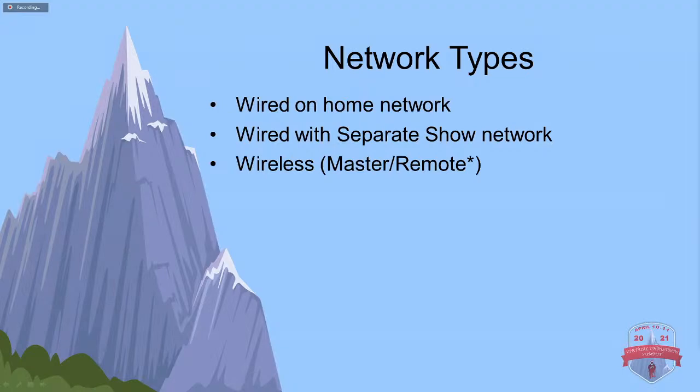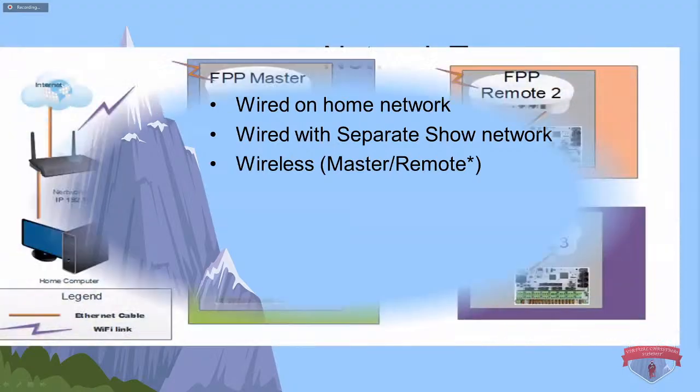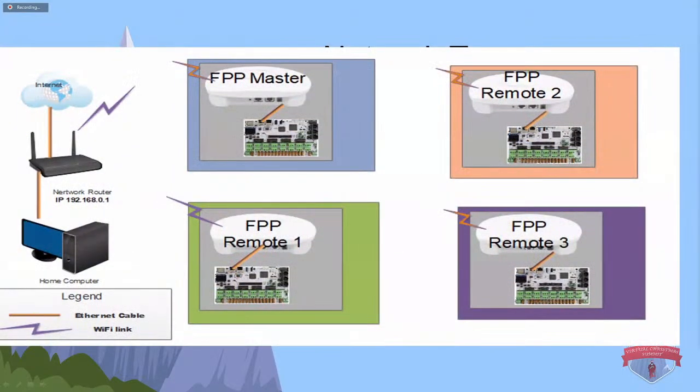The second one is a master remote method of a wireless network. In this network configuration, the master does not send out the complete sequence data. Instead, it sends out relatively small sync packets that basically tell the remotes what sequence they should be playing and what frame in that sequence it is on. The network traffic is very minimal in this configuration, even for huge shows.